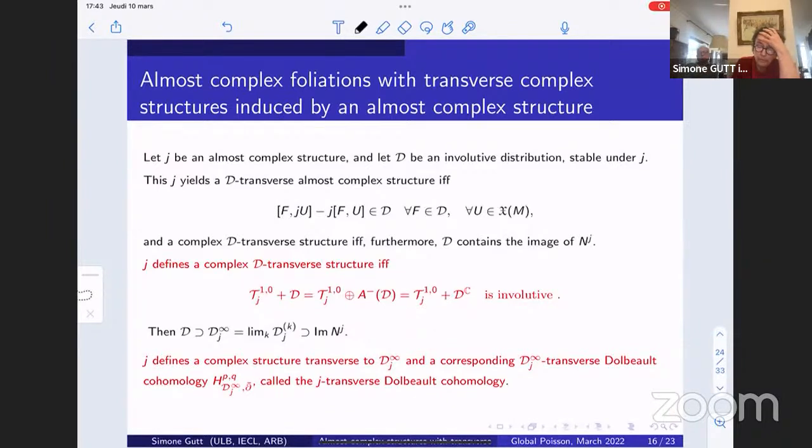So you see, because we have seen that the smallest involutive distribution was T10 plus what we defined as the D_J infinity, any involutive distribution should contain this. This would be the minimal one, and that one contains always the image of NJ. So starting from an almost complex structure, it defines a complex structure transverse to this distribution D_J infinity that we defined. And all our definitions were valid for sections of a distribution or for limits, so they are valid for our J infinity. So you have a corresponding Dolbeault cohomology, which I shall call the transverse Dolbeault cohomology. And so this is really linked to transverse complex structure.